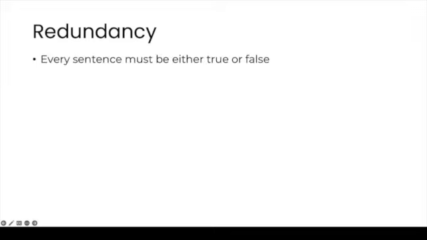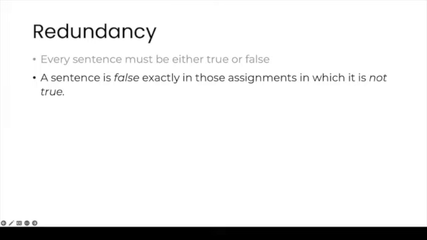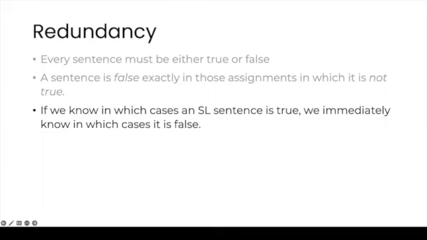Given that in SL every sentence must be either true or false, and given that in a given assignment a sentence is false if and only if it is not true, we don't need to be told in which cases a sentence is true and in which cases it is false. If we're simply told in which rows a sentence is true, we immediately know in which rows it is false, right? It is in all the other rows.